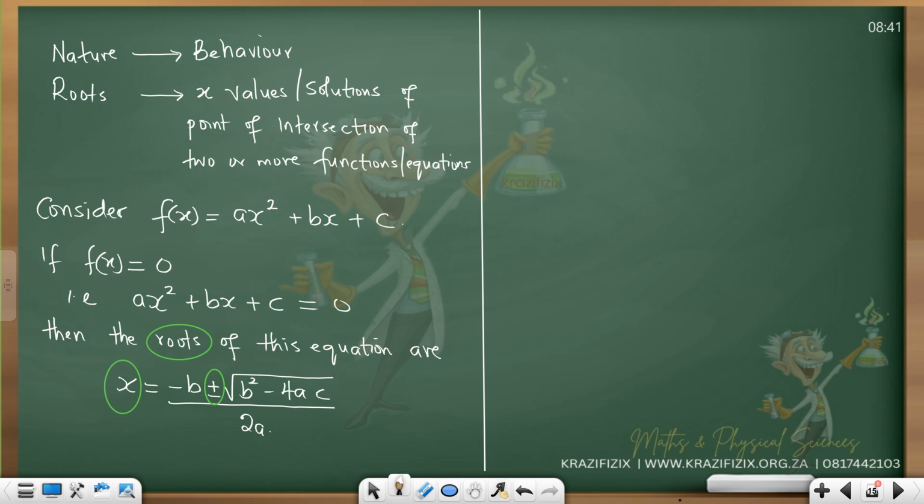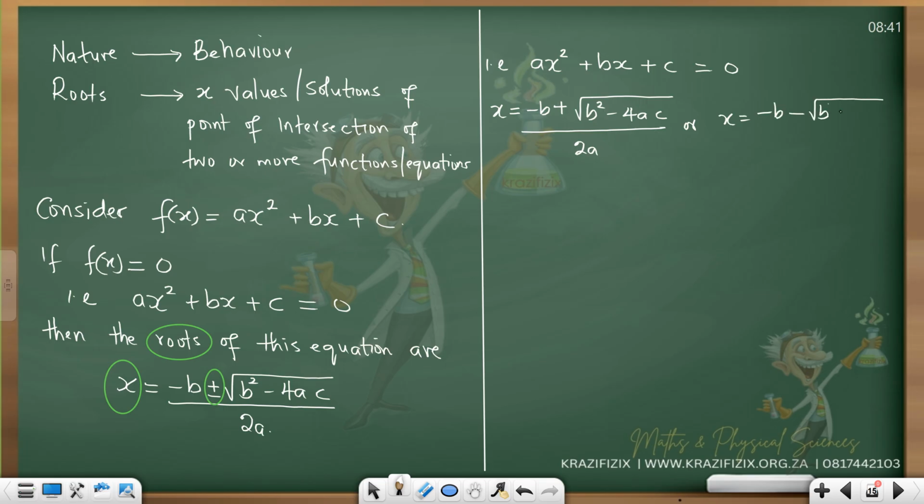So let's just rewrite this: ax squared plus bx plus c equals 0. X is equal to minus b plus square root of b squared minus 4ac over 2a, or x equals minus b minus square root of b squared minus 4ac over 2a. If we split it, it becomes plus or minus. And we can call this x1 and call this x2.